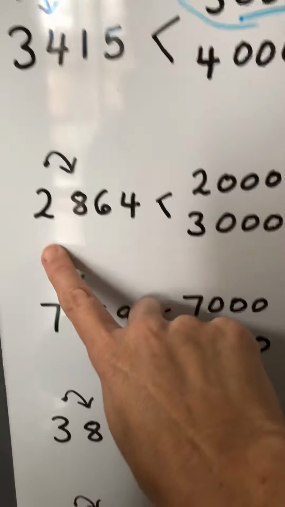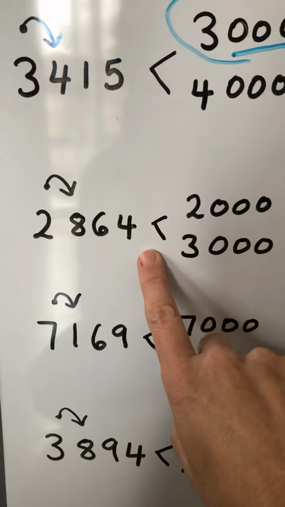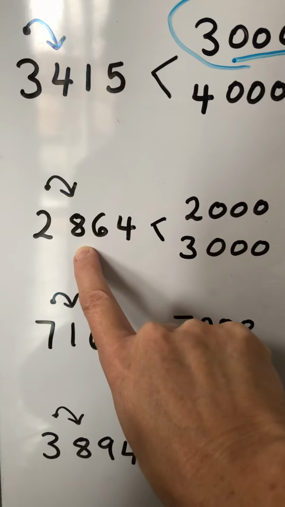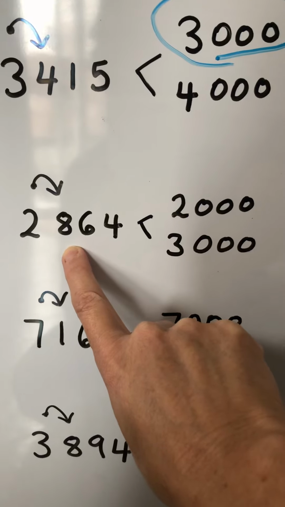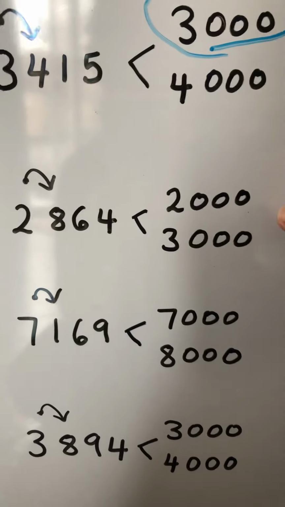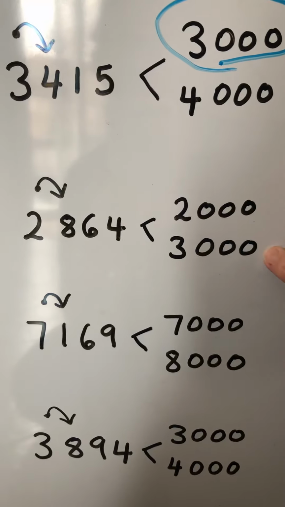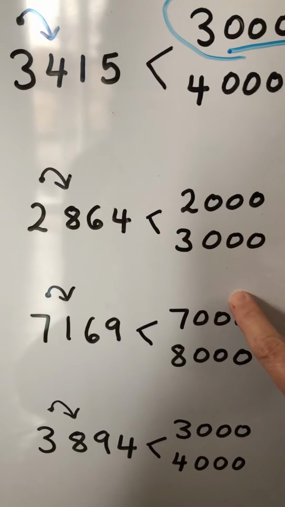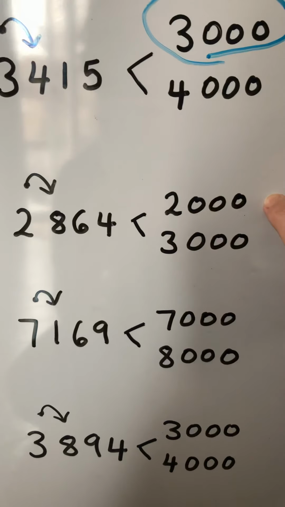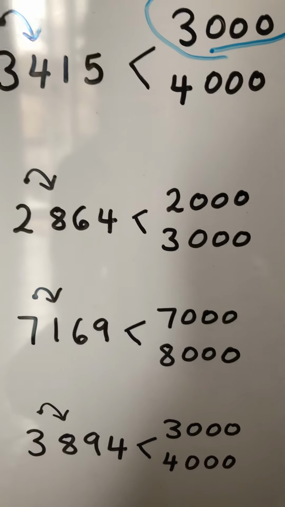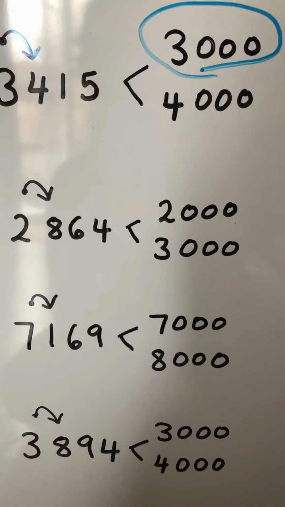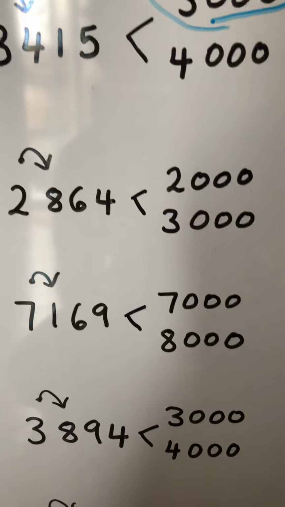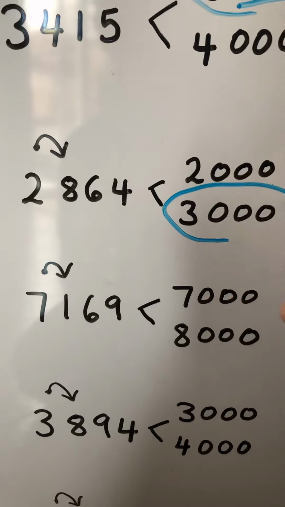Okay, now let's look at 2,864. Let's put the dot above the thousands. It's our hundreds that help us decide. Our two choices will be 2,000 or 3,000. Remember the rule, 5 or bigger than 5, you round up. Less than 5, you round down. So 2,864 is definitely closer to 3,000. There you go.